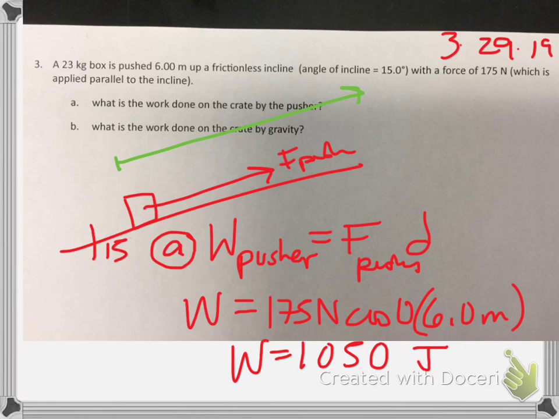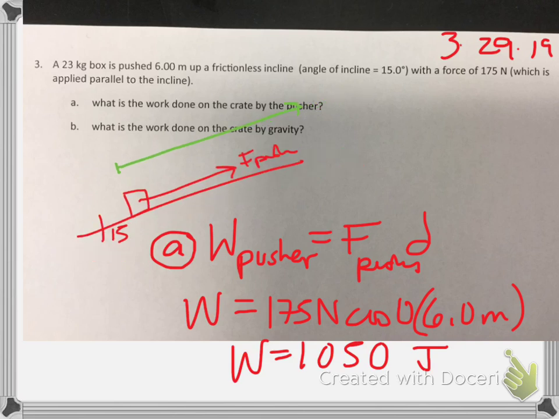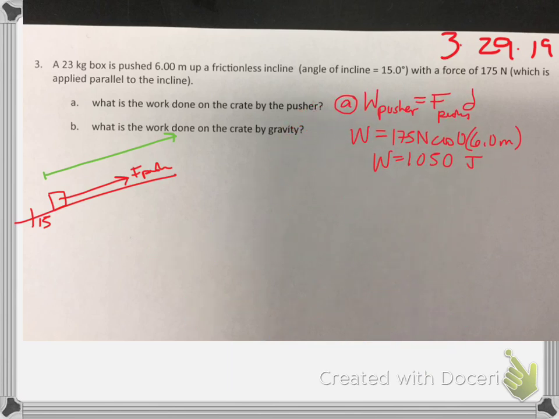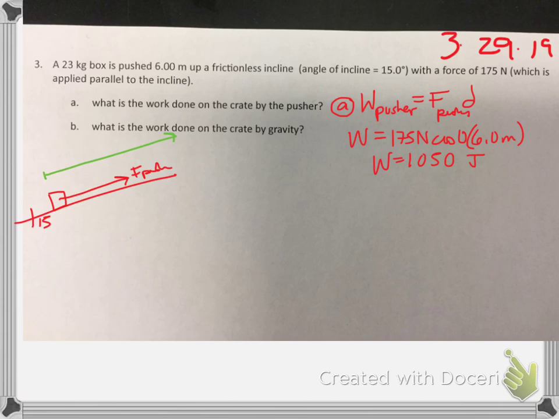The larger question is, what about the work done on the crate by gravity? Is gravity doing any work on the crate? So here's where the whole work is only done if the object moves thing gets a little weird. Is gravity acting on this crate on an axis on which the work is occurring, or on which the motion is occurring? Yeah, because the object's going up the crate.